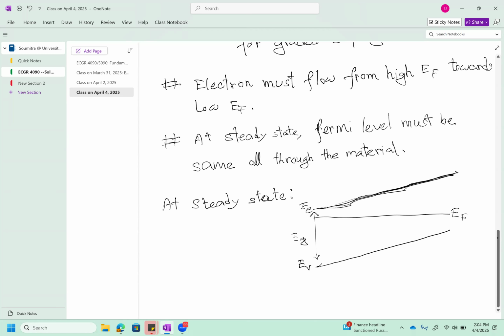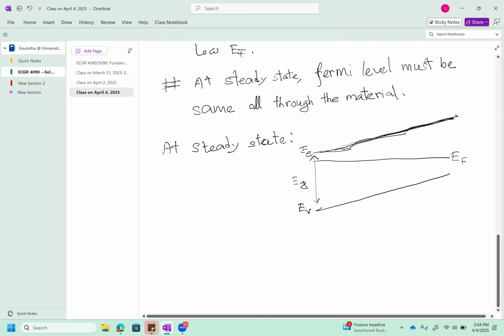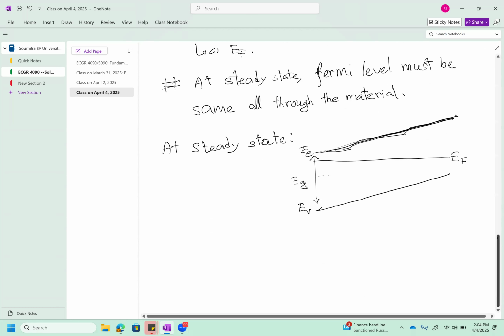So how about the EFI? EFI, remember, is the intrinsic Fermi level. So intrinsic means when you do not dope anything. And if you just take the midpoint, then maybe the midpoint will also go like this. So this is EFI, EFI.